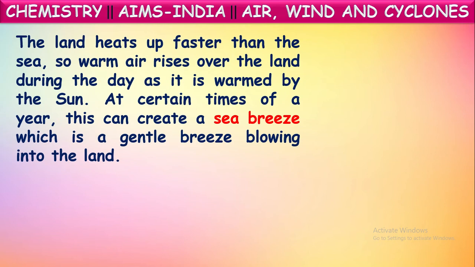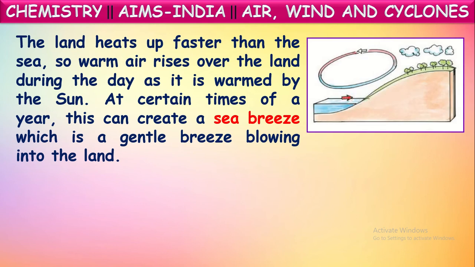The land heats up faster than the sea, isn't it? So warm air rises up over the land during the day as it is warmed by the sun. Suppose this is sea and this is land. We know land heats up faster than the water. So in the daytime, what happens? This land becomes hotter. The air on this land becomes warmer and rises up in this way. At certain times of year, this can create a sea breeze.